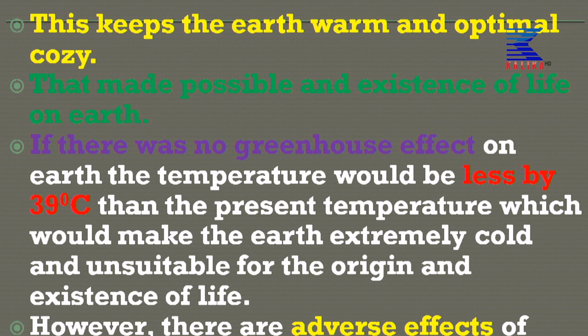So, what would happen if there was no greenhouse effect? The earth would be covered by snow or ice, and there would be no origin and no existence of life, including human beings. But global warming causes adverse effects. Adverse effect means bad effect.